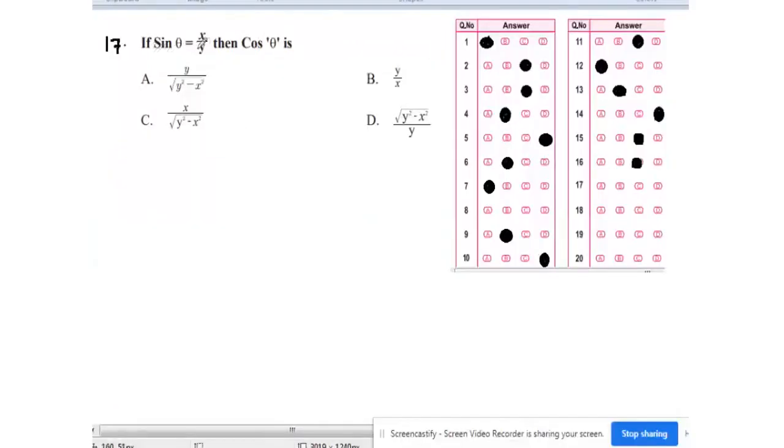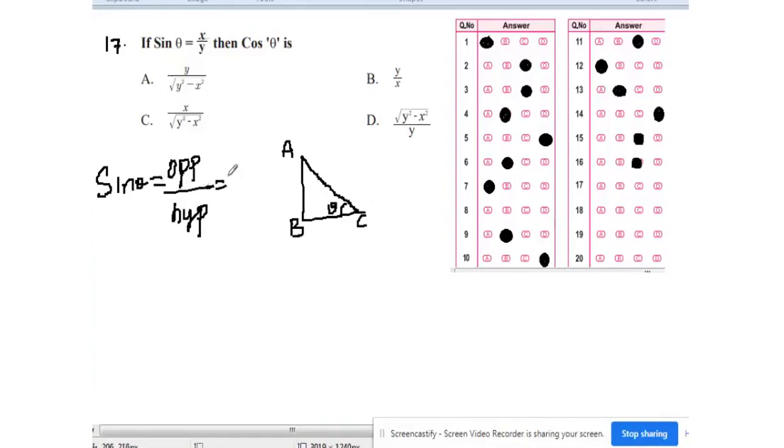17th question. If sin theta is equal to x by y, then cos theta. So to solve this problem, we have to draw a right angle triangle. In trigonometry, we have to use only right angle triangle. ABC is a right angle triangle and representing C with theta. We know that sin theta is opposite by hypotenuse. It is the basic formula. Opposite is given by x and hypotenuse is given by y. This is what they have given in the question, x by y. So sin theta is x by y. X is nothing but opposite and y is nothing but hypotenuse.